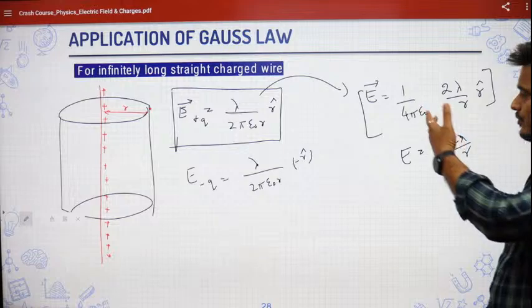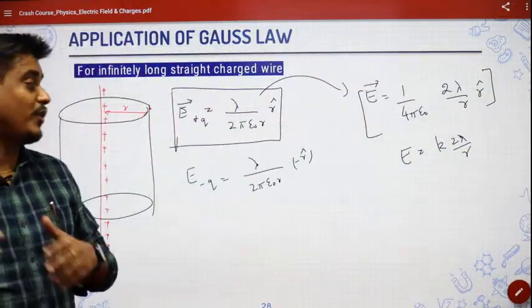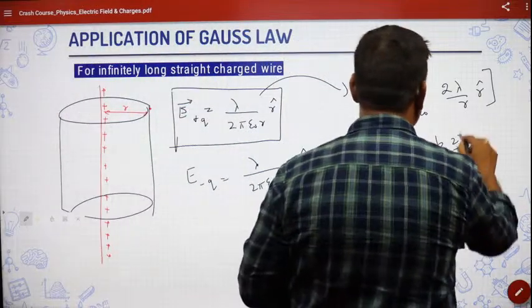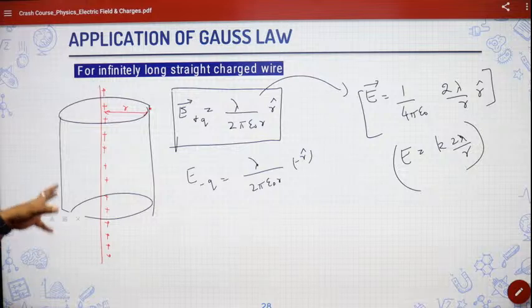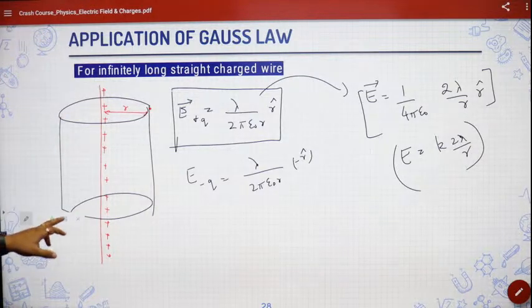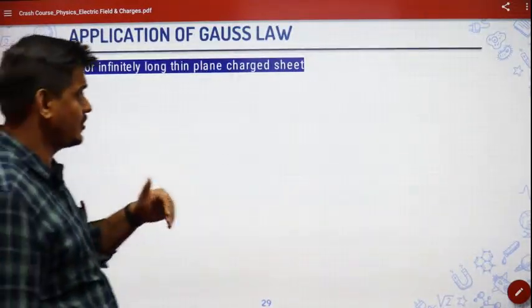We know the value of k. Instead of writing epsilon naught, which is 8.85 times 10 to the power minus 12, k is 9 times 10 to the power 9, which is easy to solve. So we can even use this if it is required. That is how we can find the electric field due to an infinitely long charged wire. Next, we have the second application of Gauss law.